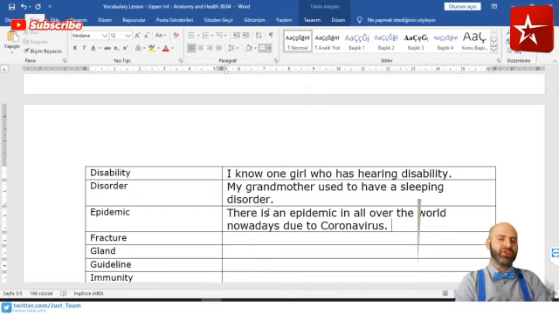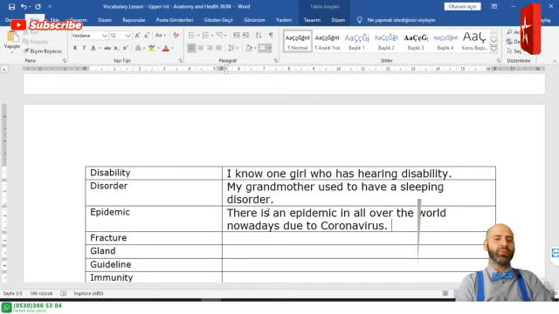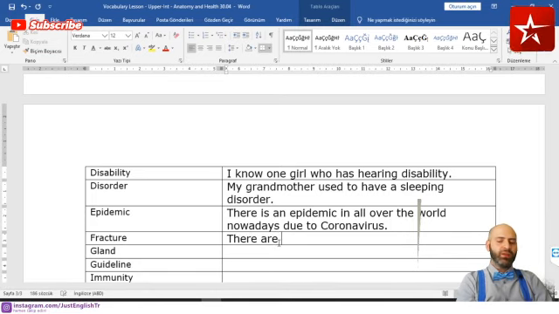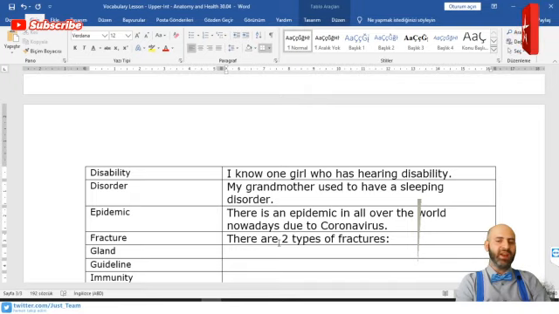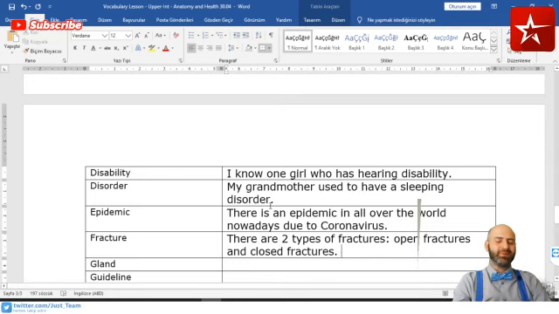Fracture. Fracture we call when the bones are broken. Okay? If you break the bone, we call it fracture. There are two types of fractures. Actually, I think there are 3 types, but I will say now only 2 types. Open fractures and closed fractures. There is also a 3rd type, but I don't remember the 3rd type.